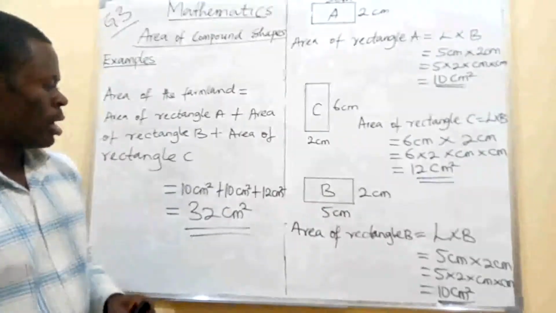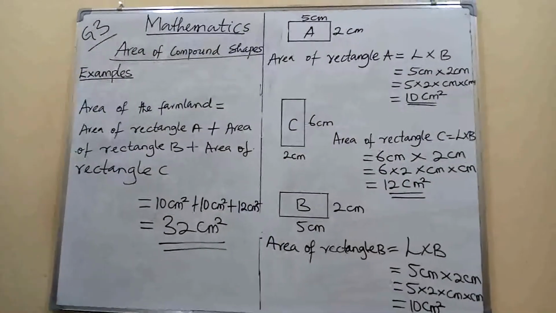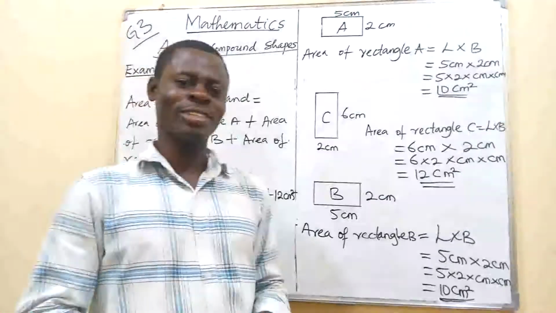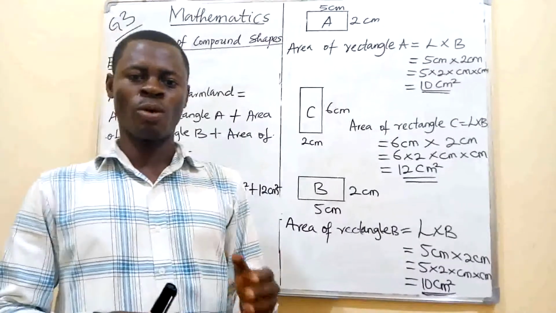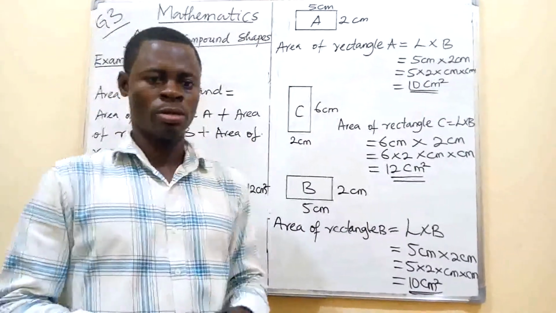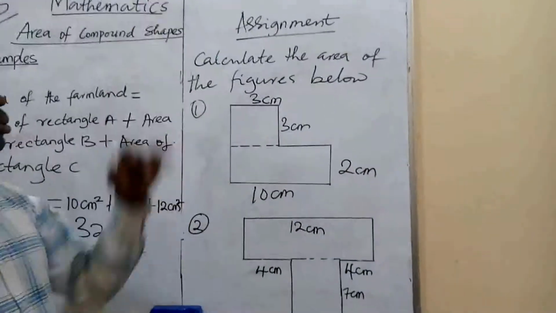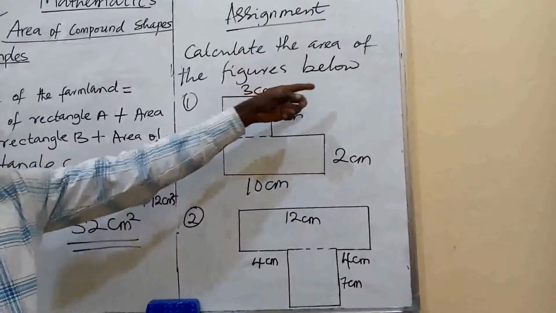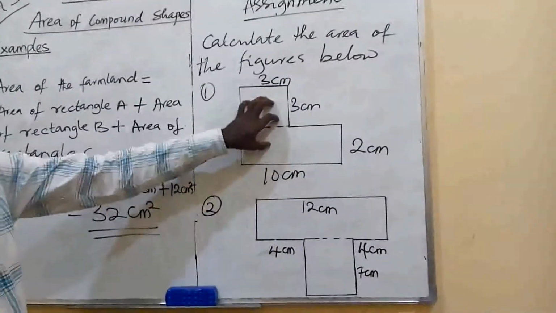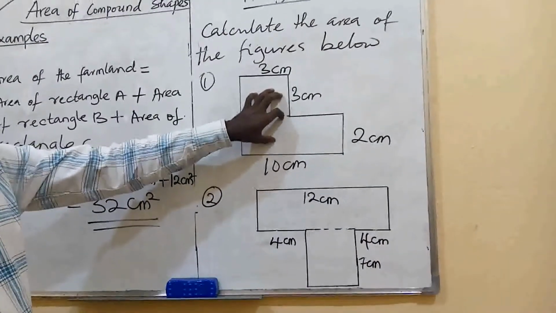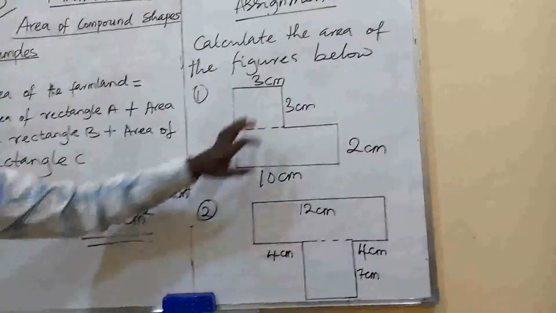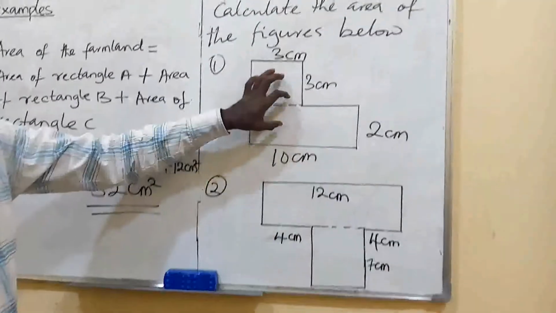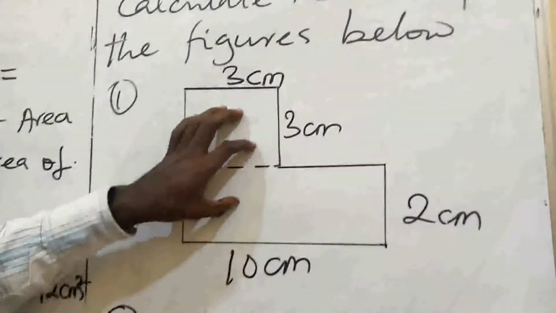And I want to leave you with just a few assignments. I think we are going to stop here because this topic is one that you don't need to rush. You have to take it one at a time. Alright? So I'm going to leave you with a few questions for your assignment. Calculate the area of the figures below. Here are the figures. Number 1, this is a compound shape. So now we are going to use the knowledge from what you've understood in our examples to solve this.